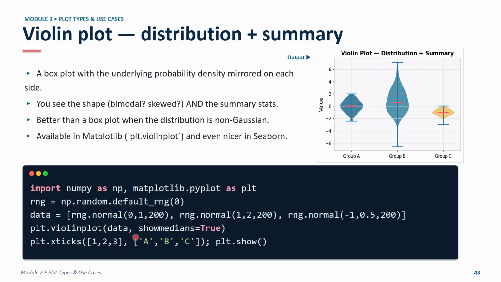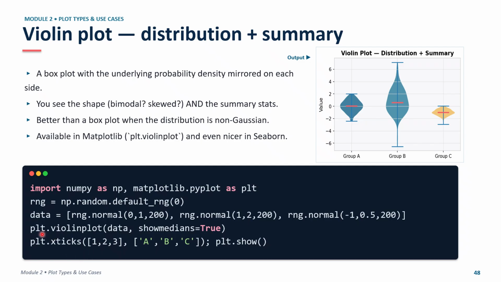So here let us move into the code. Here the data is equal to the random generator. I'm generating random numbers for the normal distribution with mean 0 and standard deviation 1, with 200 data points. Three groups I'm going to create: A centered at 0 with a spread of 1, B centered at 1 with a spread of 2, and C centered at -1 with a spread of 0.5. So it is going to give me a narrow violin.